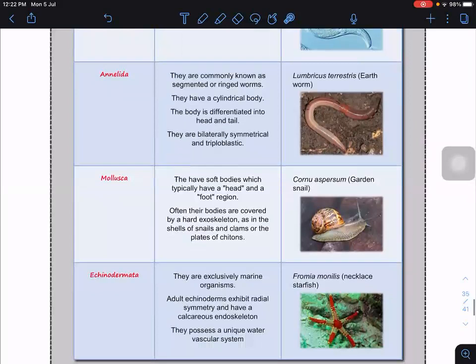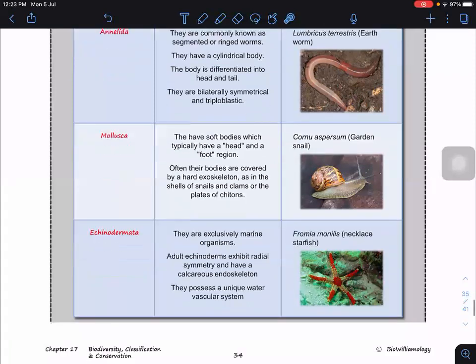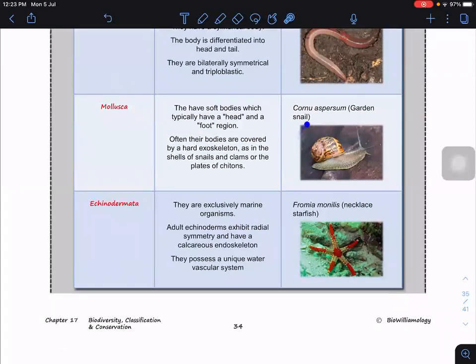Annelids are saprophytes. Saprophyte means they are not parasites, they only depend on decaying material. So they are decomposers. Later, when we talk about the flow of energy in the ecosystem, earthworms play a very important role in recycling nutrients. Then we have Mollusca, such as snails. They are not only on land, but also in marine ecosystems, for example clams, oysters and mussels. These belong to this group.